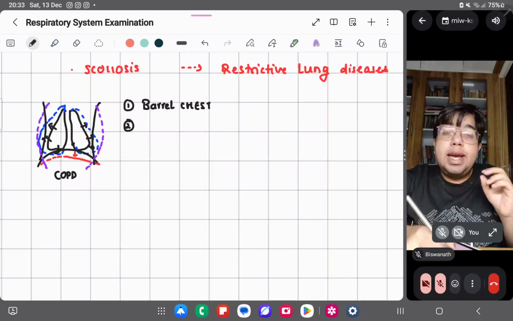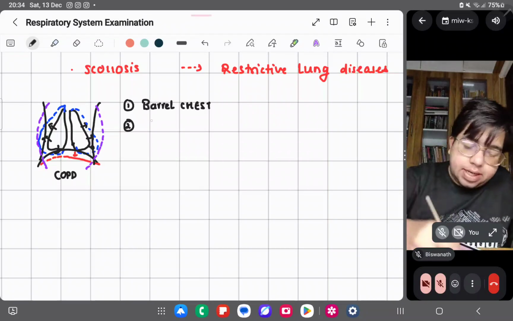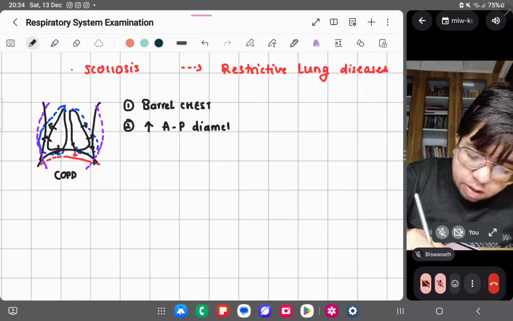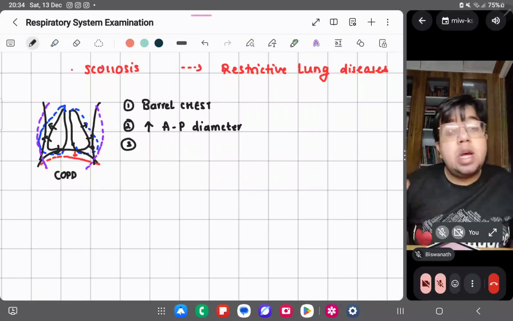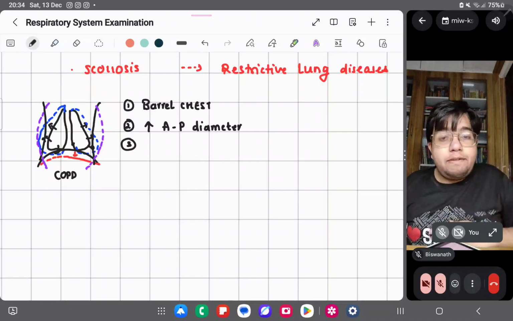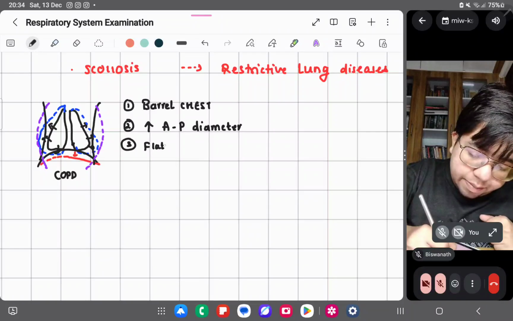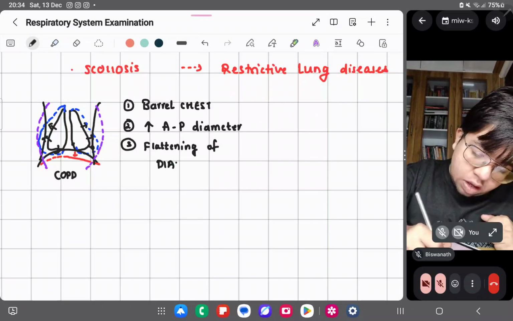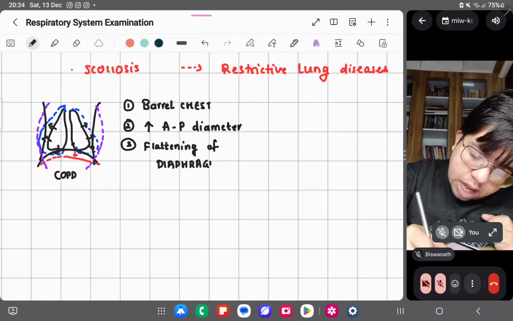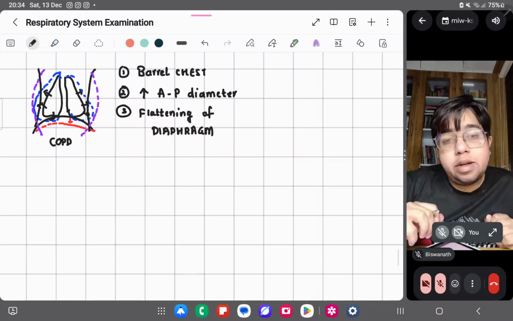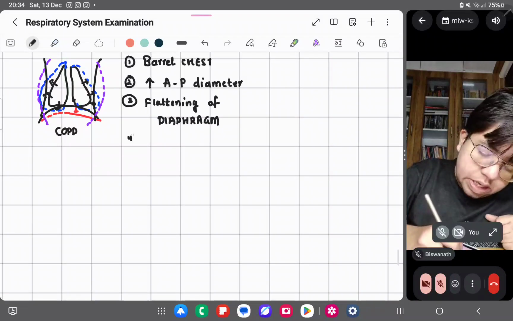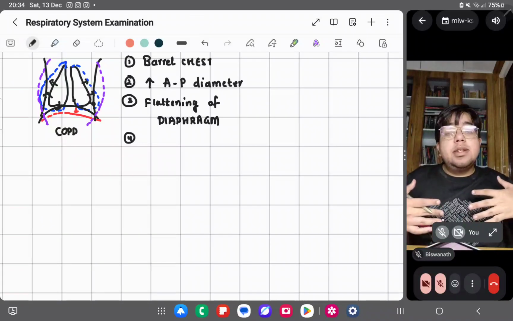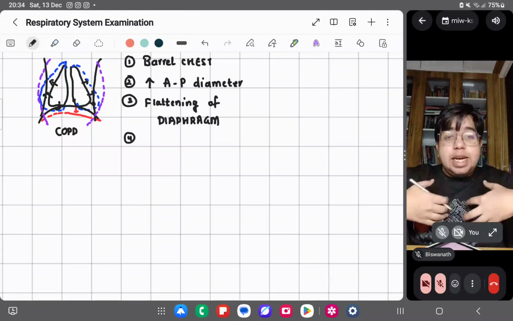What other thing? Increased anterior posterior diameter. Can you see that? Yes. Increased AP diameter can very well be observed. Another thing, you will see flattened diaphragm. I told you flattening of diaphragm. And this flattening of diaphragm, how can you see that? Of course, X-ray. Yes. And due to this overinflation, when you inhale, there's an inward rib movement.